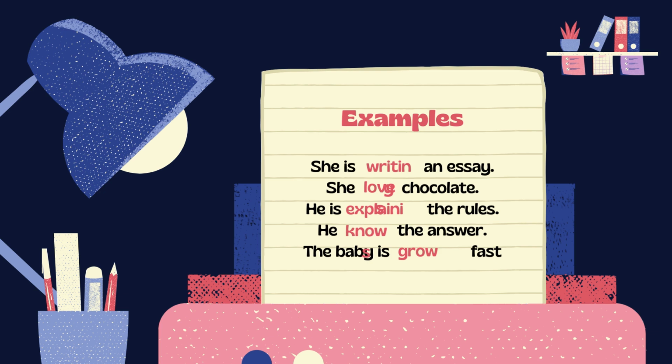For example, she is writing an essay. She loves chocolate. He is explaining the rules. He knows the answer. The baby is growing fast.